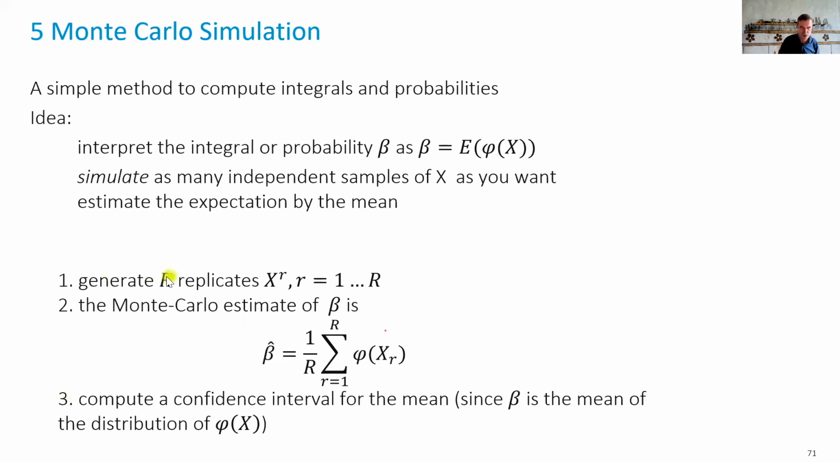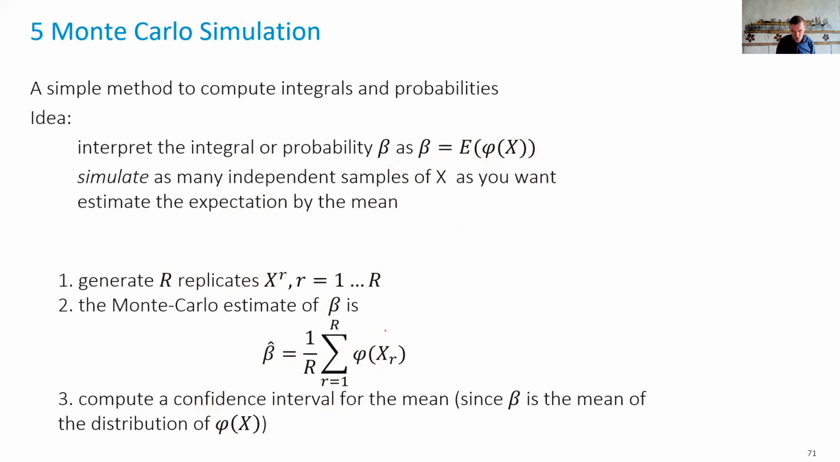I generate capital R independent replicates X_r of this thing here. This is system dependent, of course, how I do that. Then I simply do the average of what I've seen here, 1 over capital R, the sum of this. And that gives me an estimate of beta. Of course, an estimate alone is not sufficient. So with Monte Carlo simulation, what we'll always require is to compute a confidence interval.